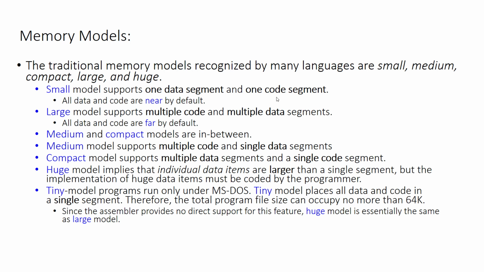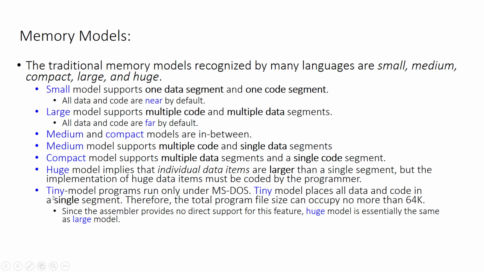For each assembly code, when we are writing an assembly code, we have to specify memory models. The traditional memory models recognized by many languages are small, medium, compact, large, and huge. Small model supports one data segment and one code segment, and most of our programs will be small and tiny model. A large model supports multiple code and multiple data segments.